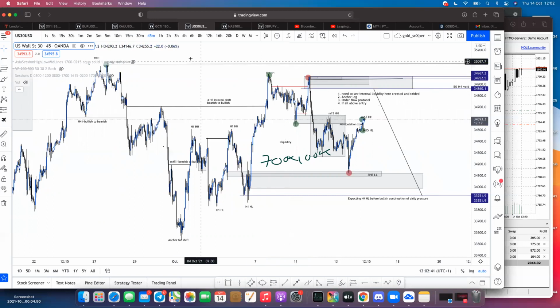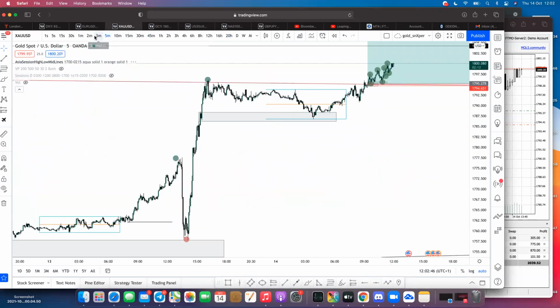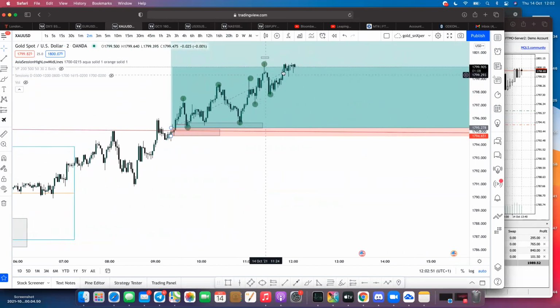Powerful stuff. It really is. Okay, guys, let's just check up on some other trades. So gold again, guys. It's progressing beautifully, isn't it? Yeah, you shouldn't be panic selling this.